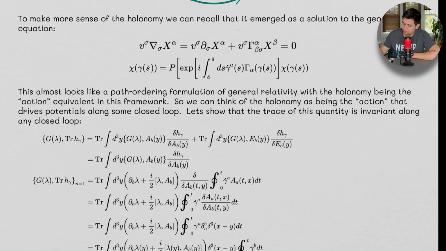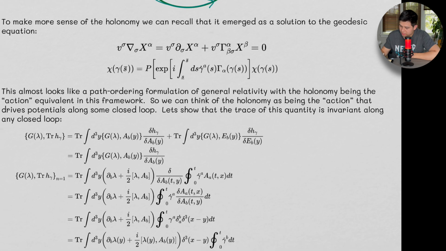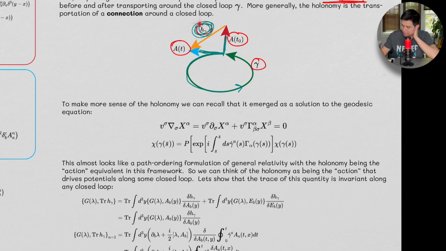So to make more sense of this holonomy, we can recall that it emerges as a solution to our geodesic equations, right? So our geodesic equation was this thing right here, and if we multiply it by this, it should still come out to 0. But now we've put ourselves in a position where we can define this object in here, which is exactly a solution to this equation. You can check the solution if you wanted to, with this being x, not chi. This thing can be thought of as a solution to a geodesic equation.